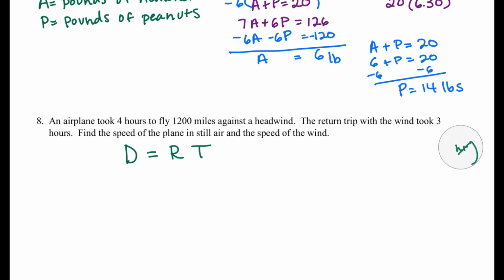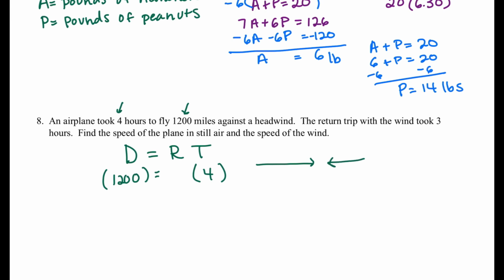Now we're going to do it with planes. We're going to make 2 equations. The first one, it took 4 hours. That would be our time to fly 1,200 miles. That would be our distance. And we're trying to find the rate. Now the plane is going against the headwind, so our plane minus our wind. So that will be our rate. Our plane speed minus our wind speed will be the rate here.